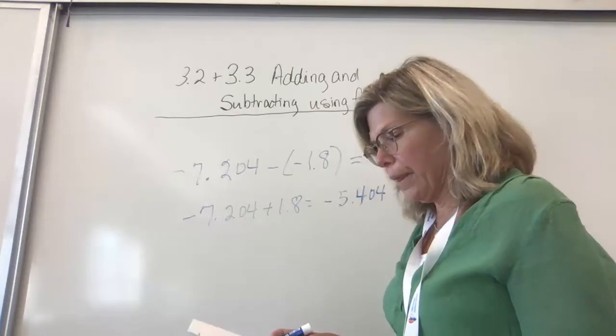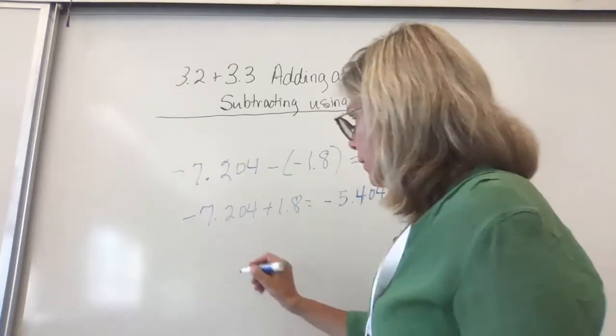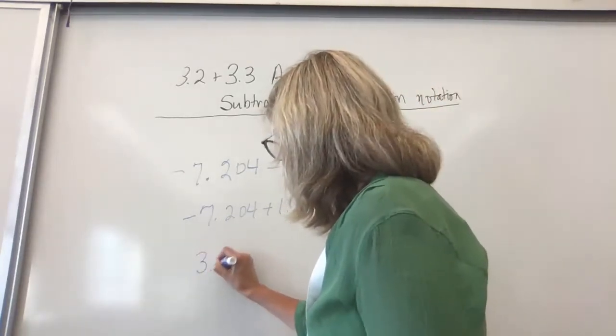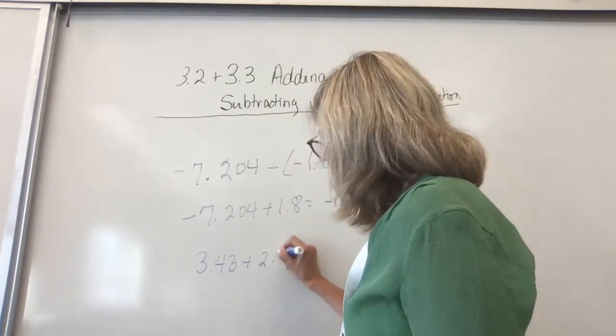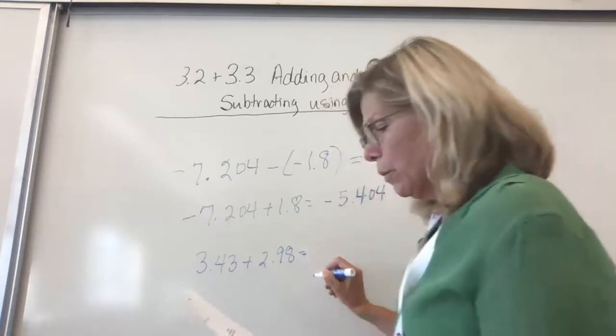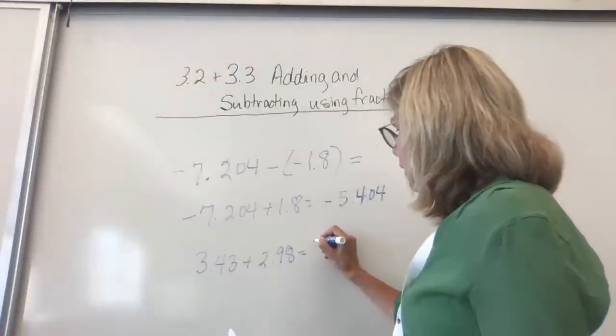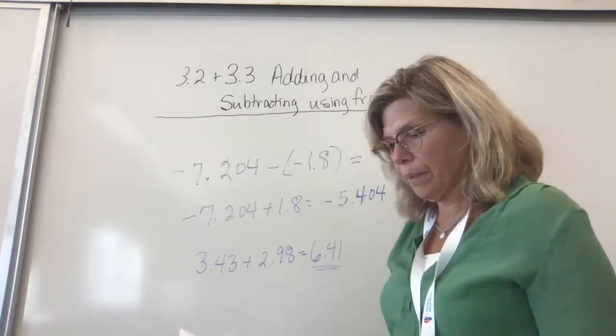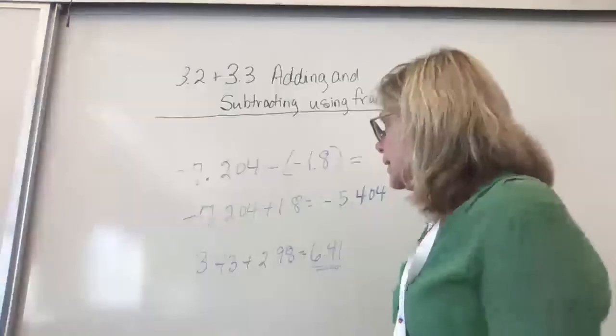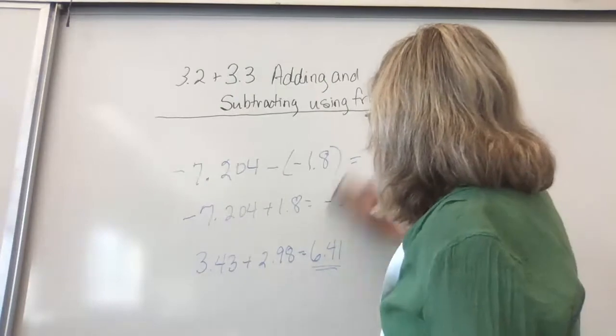Okay, and the last one is 3.43 plus 2.98 equals 6.41. Okay, the next thing we're going to do is addition and subtraction using fractions.